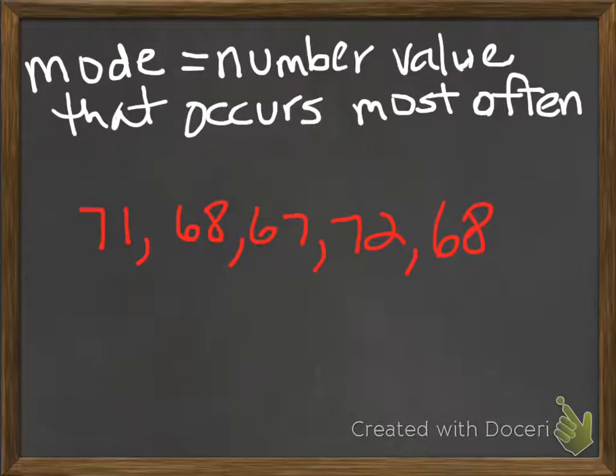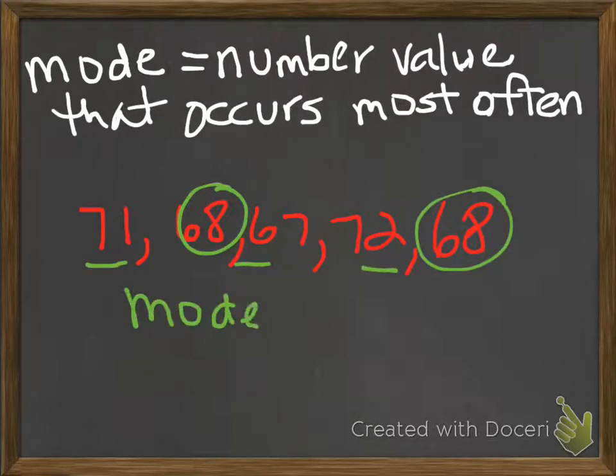Okay, mode. This means which number value occurs most often. If we use the same set of numbers we've been using for the mean and the median, you'll see that 68 is here and 68 is there. The other numbers don't repeat. So in this case, the mode is 68. Keep in mind that some data has more than one mode. If there are two sets of numbers that repeat, you can have more than one mode. And there's also data where you don't have a mode, where none of the numbers repeat. So keep that in mind as well.